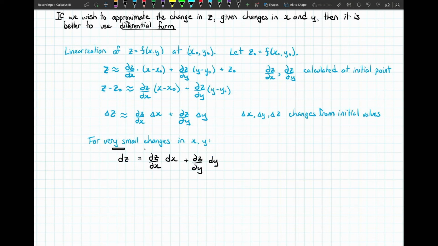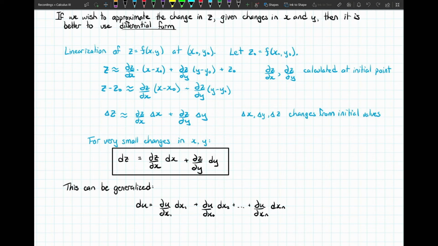What we have here then is the differential form of the relationship z depending on x and y. And this can be generalized to functions of as many variables as we like. If we had maybe a quantity u being dependent on n different variables, then the differential of u can be calculated by using all of the partial derivatives with respect to all of the different variables, all of those being evaluated at some initial point, and then dx1, dx2, all the way to dxn, these are the differentials in each of those variables. Those are small changes in each variable.